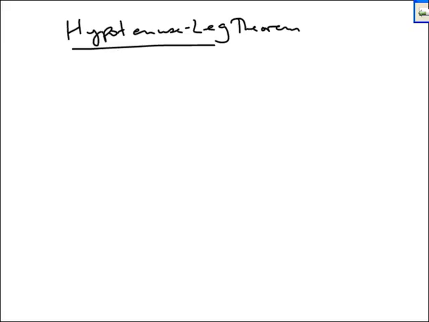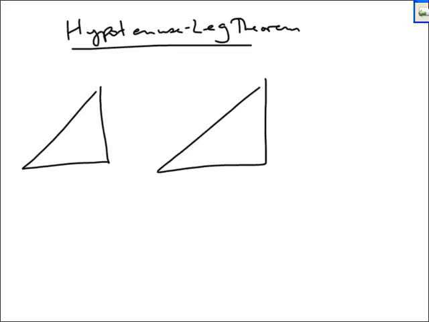The next topic is the hypotenuse leg theorem. If you have two right triangles, I can't stress the next statement enough. The hypotenuse leg theorem, also abbreviated HL theorem, is only valid for right triangles.